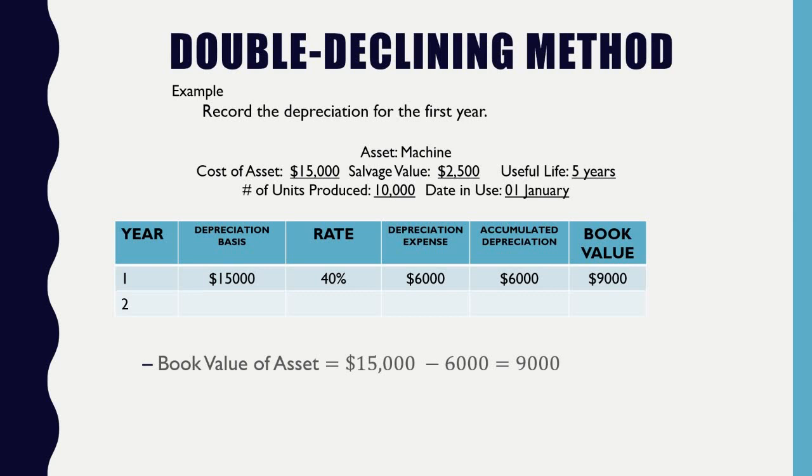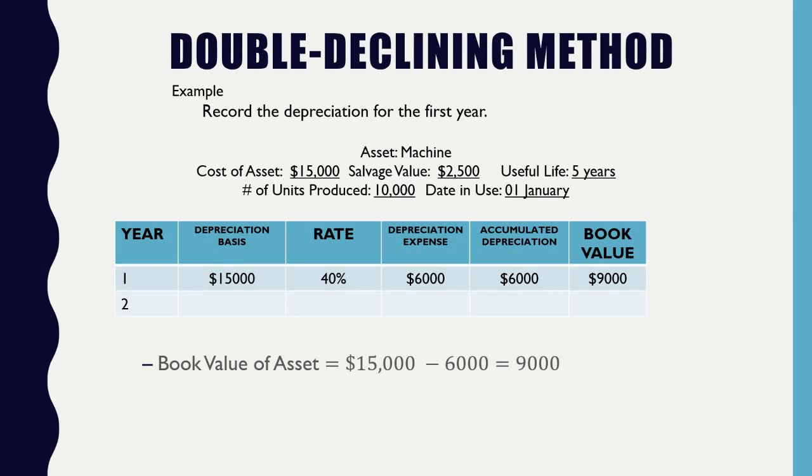So if you calculate it down, that is almost half the asset. That's 40%, close to 50%. That's what it means to depreciate twice as much. You used almost half the cost of the asset in the first year. Now let's solve for the second year.